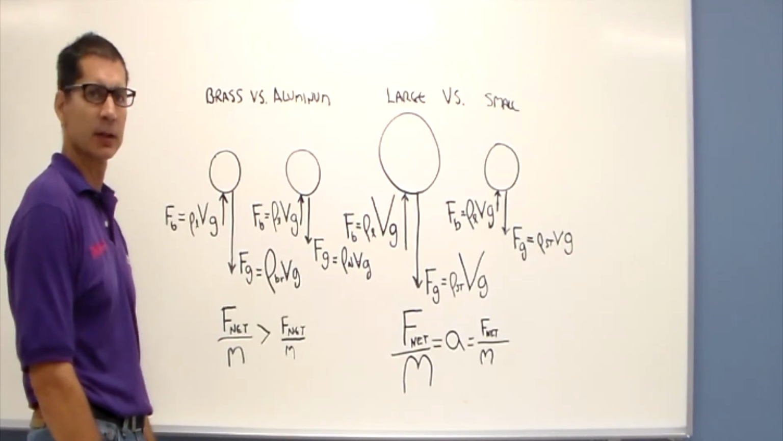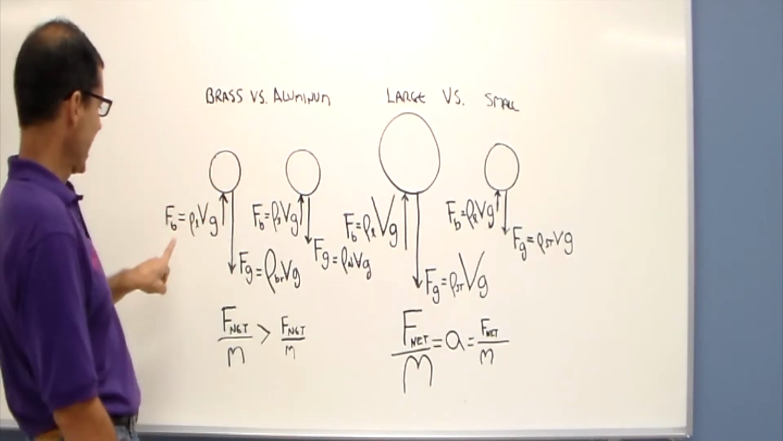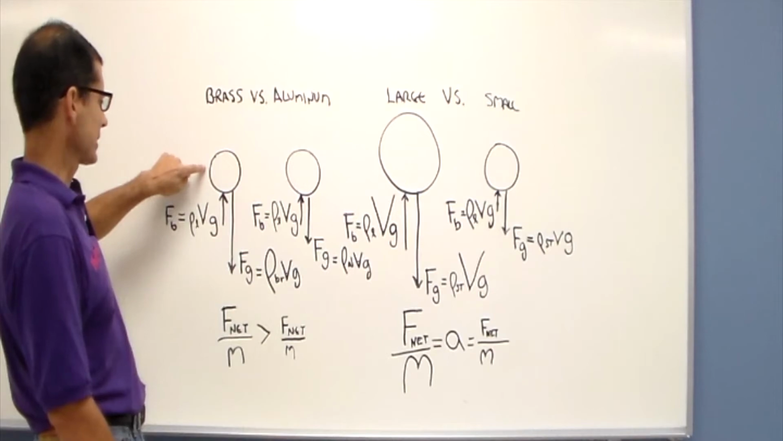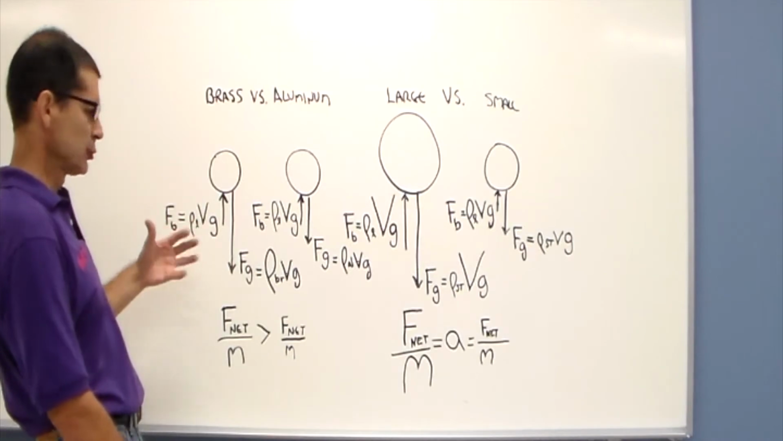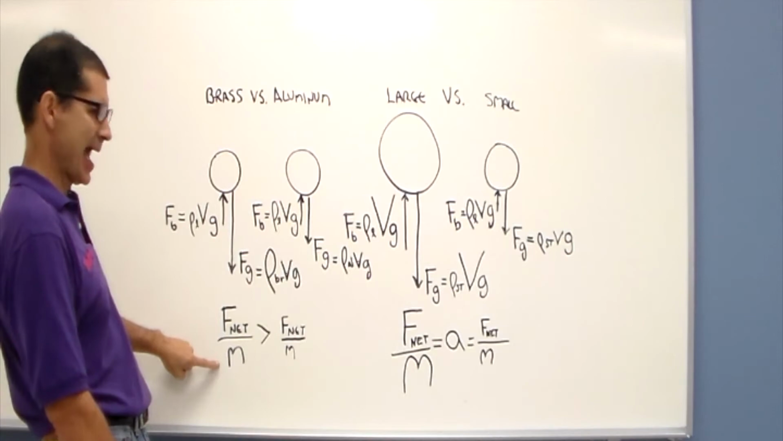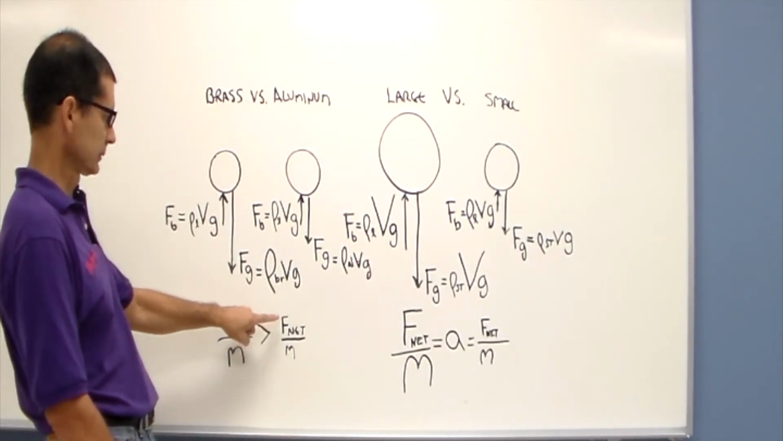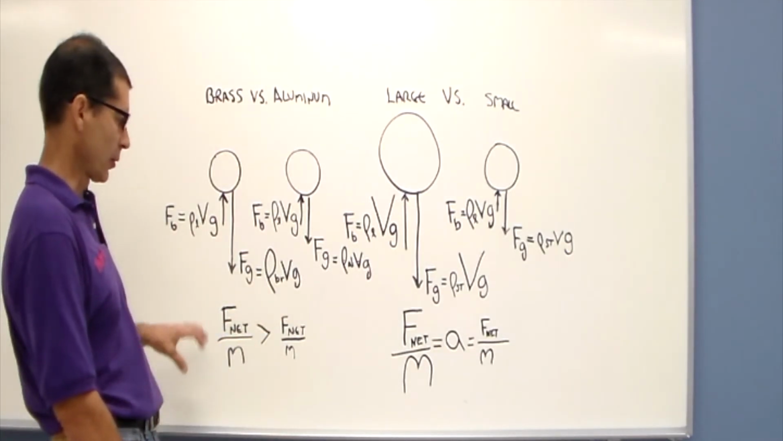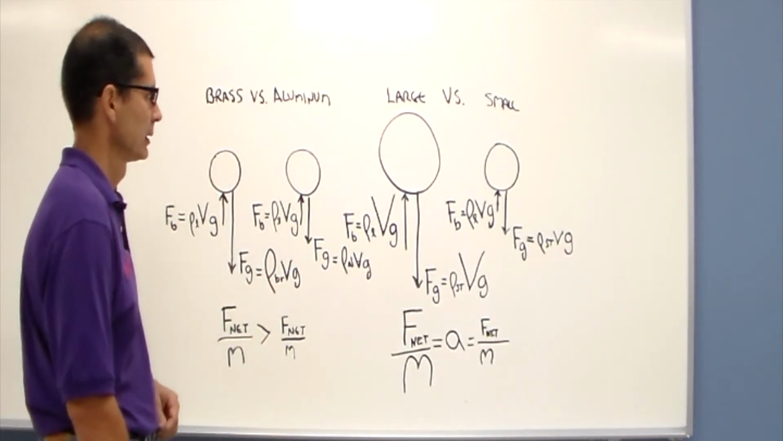For the first case, what you'll notice is that both the brass sphere and the aluminum sphere had the same buoyancy force, but the brass has a greater weight than the aluminum. And if you do the math, you'll find that the net force divided by the mass of the brass is going to be greater than the net force divided by the mass of the aluminum. Therefore, the brass will accelerate at a greater rate than the aluminum.